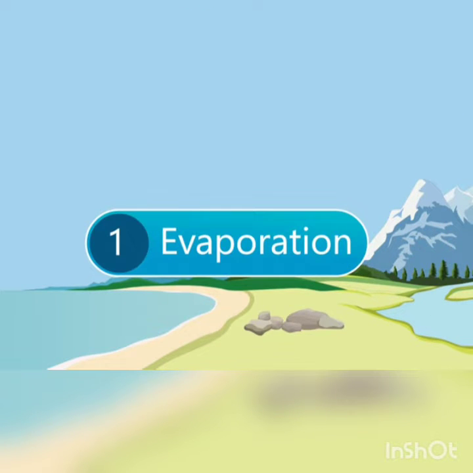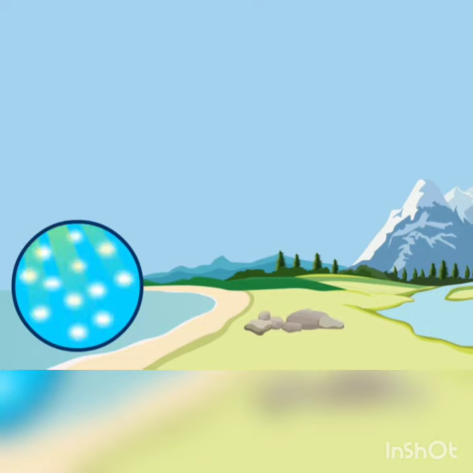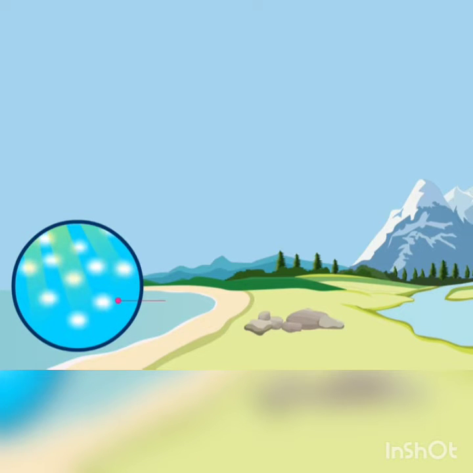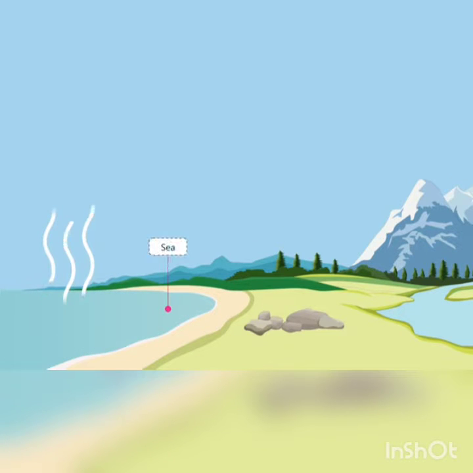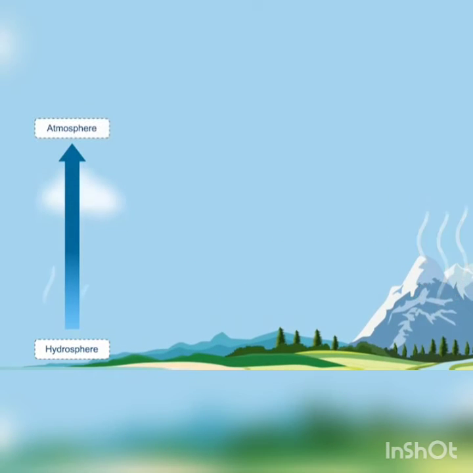Evaporation. The water cycle starts with evaporation. It is a process where water at the surface turns into water vapor. Water absorbs heat energy from the sun and turns into vapors from the water bodies like the oceans, the seas, the lakes and the river bodies. These are the main source of evaporation. Through the evaporation, water moves from the hydrosphere to the atmosphere. As the water evaporates, it reduces the temperature of the bodies.